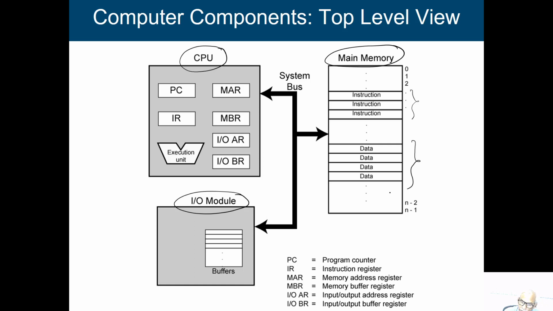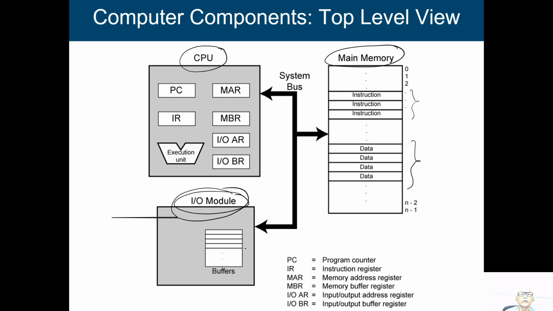And how are we going to load this program or data into main memory? For that we need input output devices. Those input output devices will be connected through this IO module, which we call an input output module. These three components, CPU, main memory and IO module, are connected through the system bus. Through this system bus we transfer information.